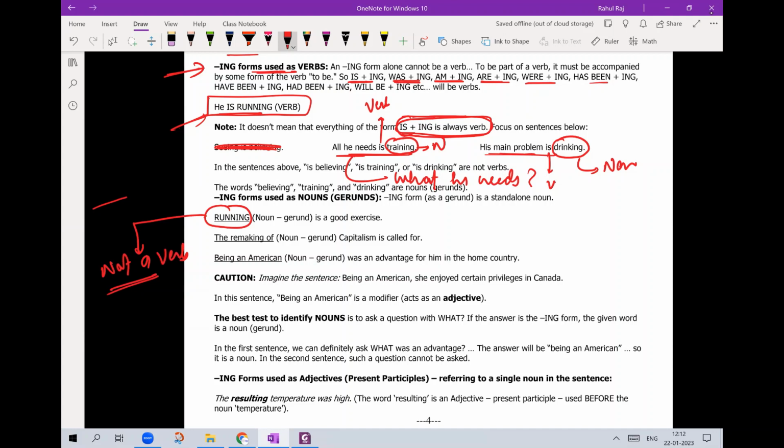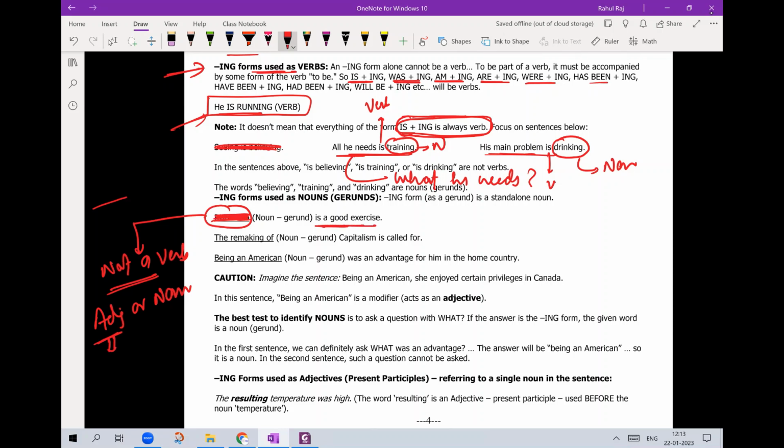Can I 100% say this is not a verb? And if this is not a verb, this can either be an adjective or a noun now. And what do you mean by adjective? Something that describes a noun. If you remove the adjective from the sentence and read the sentence, it should make complete sense to you. Imagine if I remove running and read this sentence, is a good exercise.